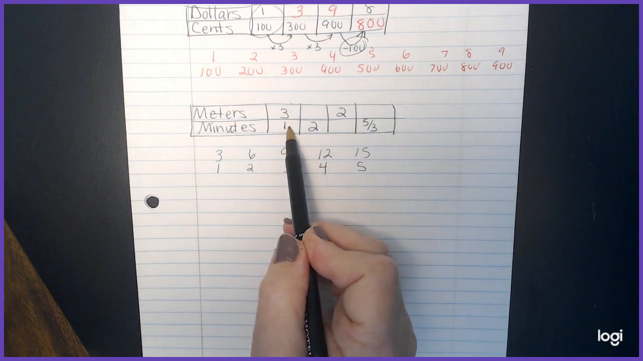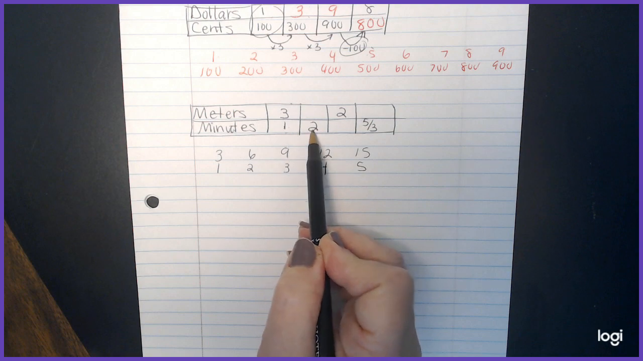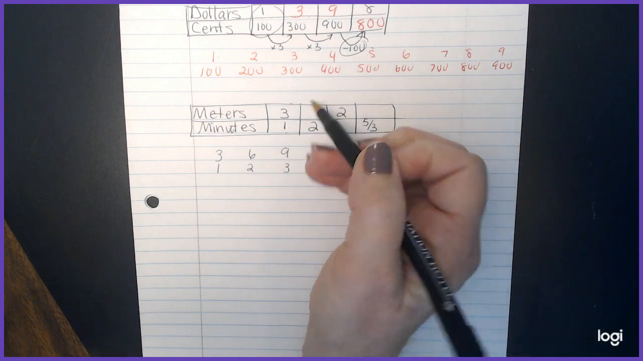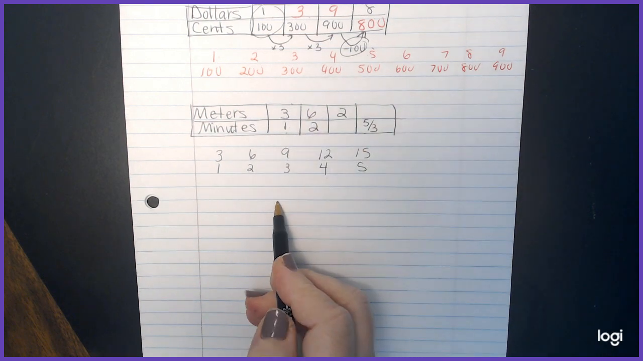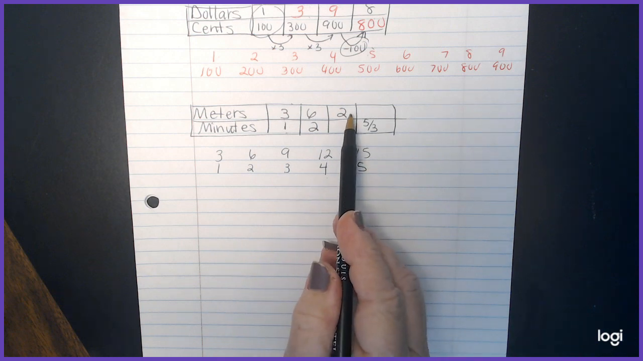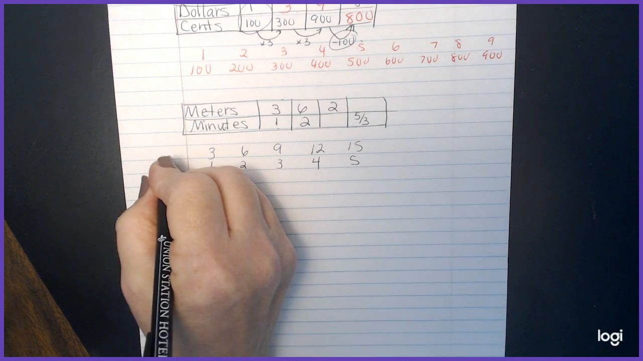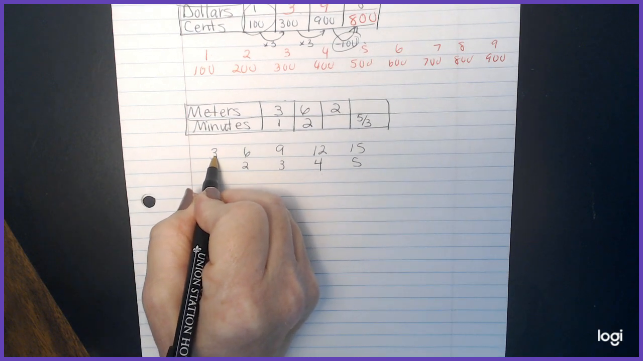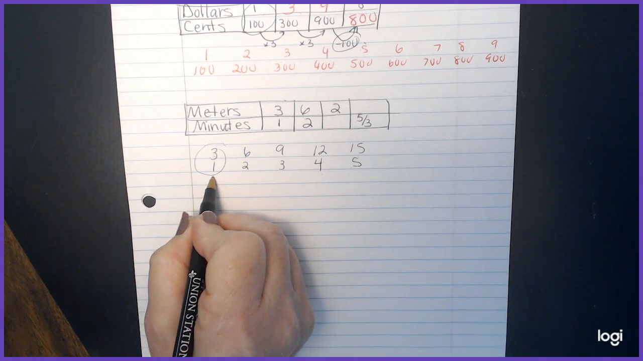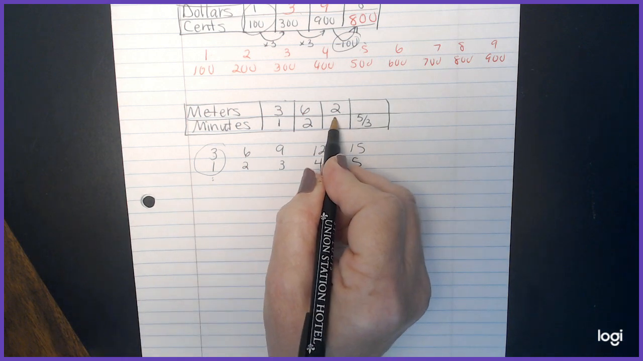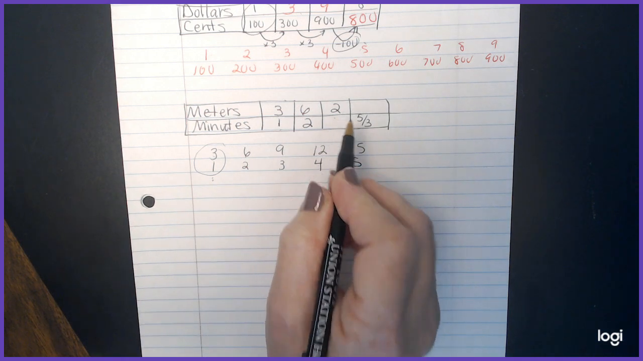So 3 meters in 1 minute. If I would double that, that would be 2 minutes, which would be 6 meters. Well, up here I have that I'm only going 2 meters. Well, if you notice, I don't have even a 2 up here on the top. So somehow I'm going to have to decrease this ratio to make it be a 2.